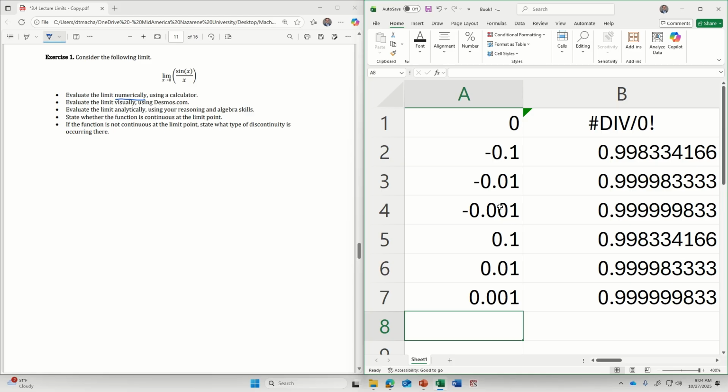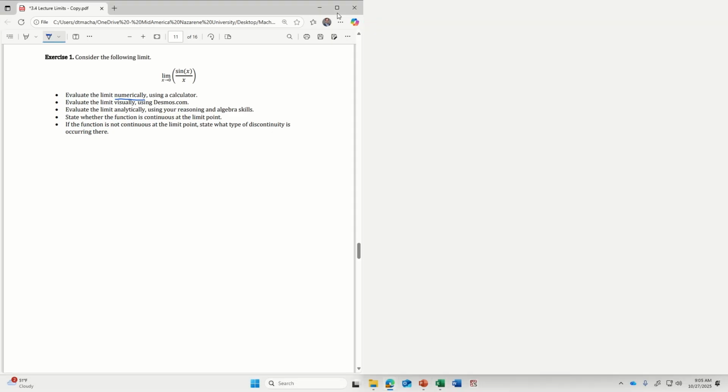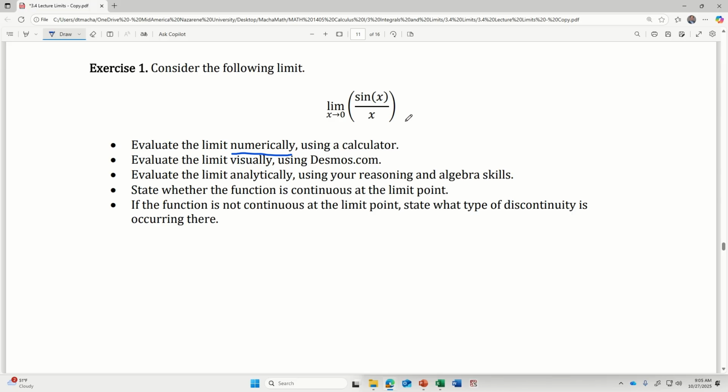First, we're approaching from the left side with the negative numbers. What number am I approaching? 1. It appears to be a 1. On the right side, also appears to be a 1. So even though I can't divide by 0, it really appears numerically that this is a 1.